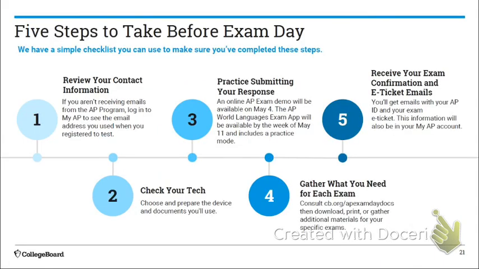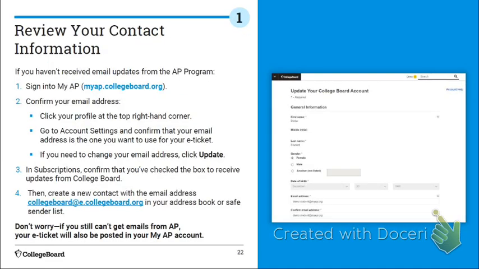All right, so before the exam, there are 5 things you need to do. We're going to go through them one at a time. The first thing I would do, and you can do this right now, is log in to your MyAP account and confirm your email address. All right. It's showing you where to do that.